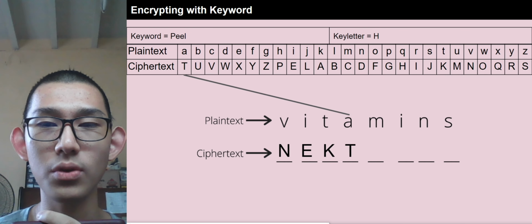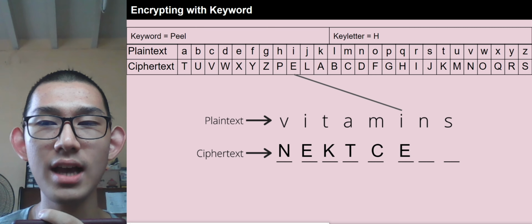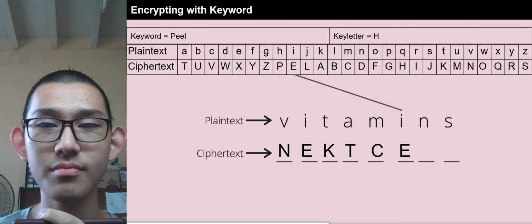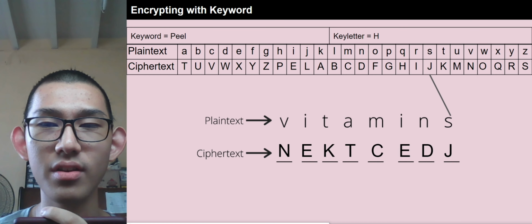Plain text of A equals ciphertext of T. Plain text of M equals ciphertext of C. Plain text of I equals ciphertext of E. Plain text of N equals ciphertext of D. Plain text of S equals ciphertext of J.